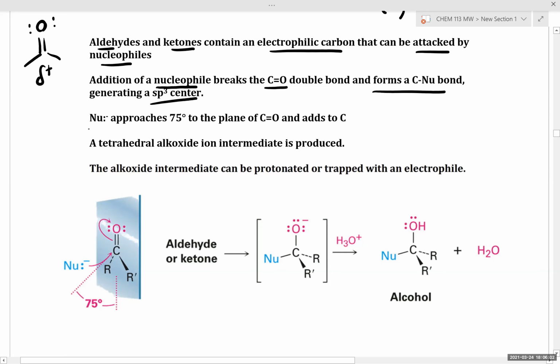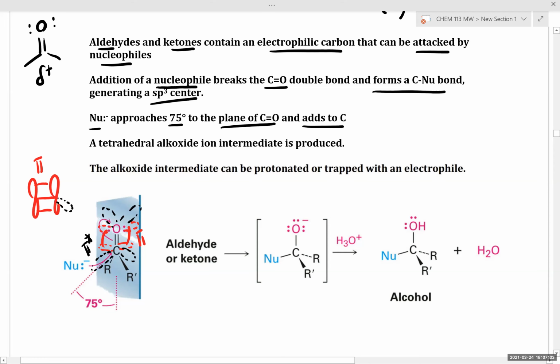Now, we know that the nucleophile typically approaches 75 degrees to the plane of your carbonyl carbon-oxygen double bond and adds directly to the electrophilic carbonyl carbon. For those who are wondering why this very specific angle, let me just draw out here a very important orbital. This orbital is known as the pi star orbital. So our carbon-oxygen double bond is formed using our pi bonding molecular orbital. And for each bonding molecular orbital, we have a corresponding anti-bonding orbital. So just to help you visualize this, we have our pi bond. This is the bonding interaction responsible for our double bond.